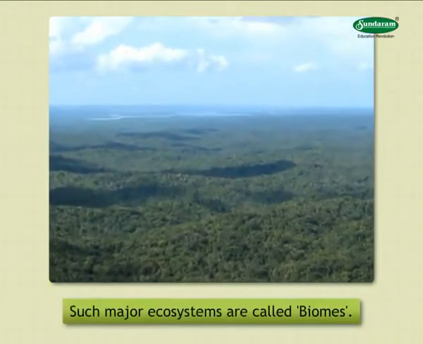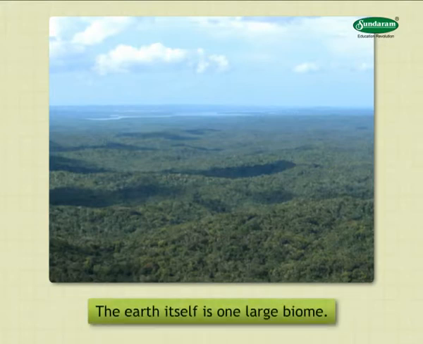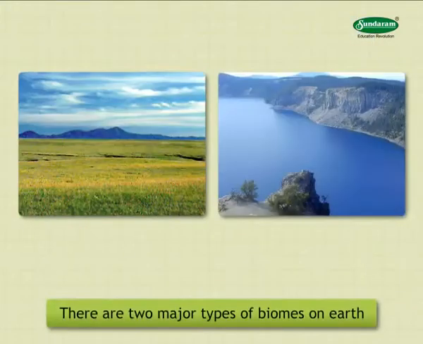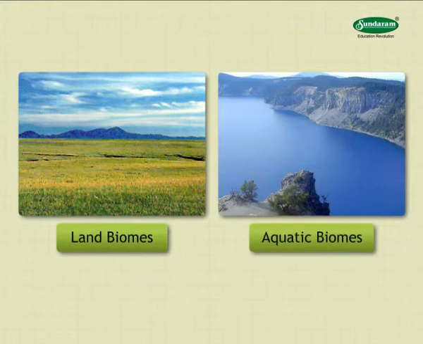Such major ecosystems are called biomes. Biomes are ecosystems where several habitats intersect. The Earth itself is one large biome. There are two major types of biomes on Earth: land biomes and aquatic biomes.